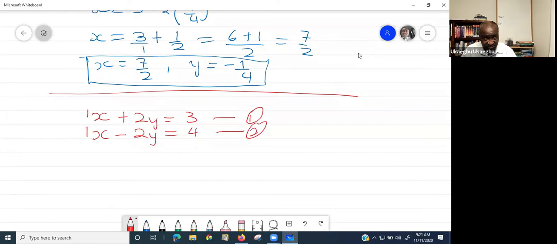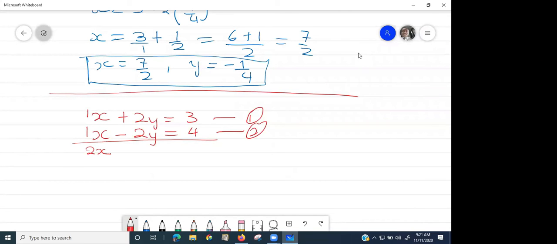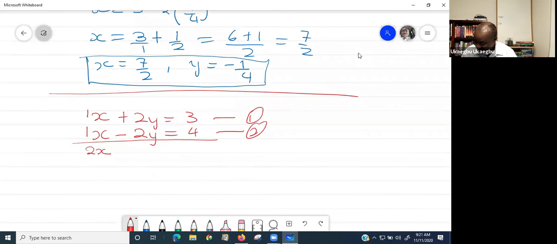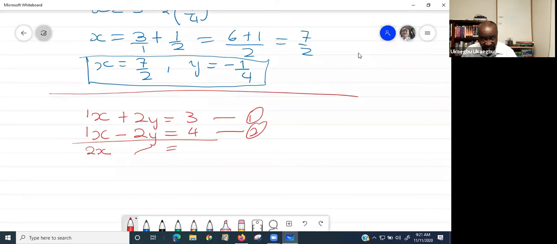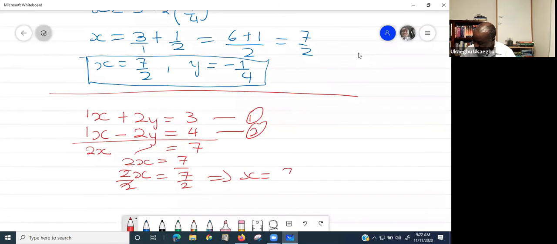So now, since the coefficients are the same, all you do is add them. When you add the first one, x plus x gives you 2x. When you add 2y plus negative 2y, it gives you what? Nothing. Zero. Zero is a number. And then when you add 3 and 4, it gives you 7. So this time around, you have 2x equal to 7. When you divide both sides by 2, x will be equal to 7 over 2.